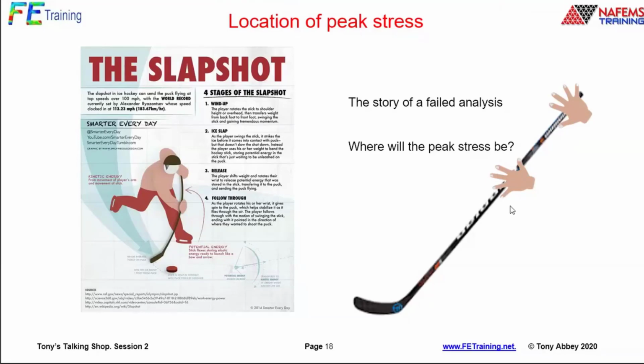We did the analysis and we actually had a failure right against here because I think we put a fairly hard constraint in. So here or down in here is the peak stress.